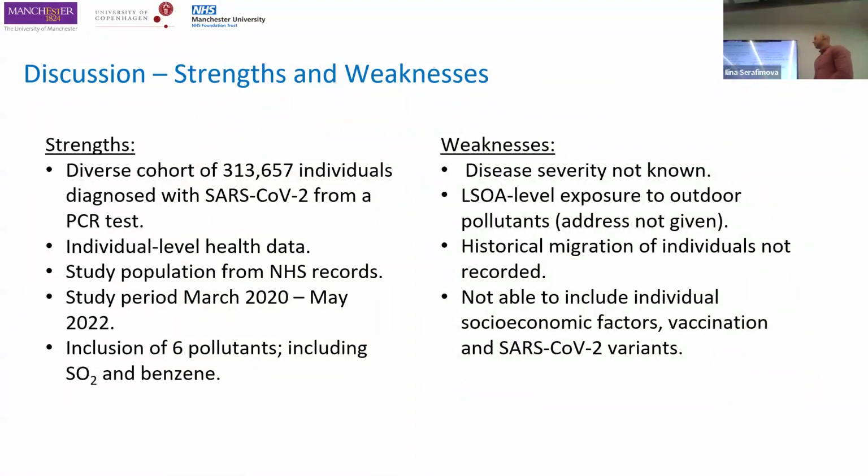Weaknesses, we didn't know disease severity. So I classed people into hospitalization and mortality. I should have said that, the last graph was looking at hospitalization. And we had LSOA exposure to outdoor pollutants, so we weren't using people's individual addresses. As I said, it was still good enough with Greater Manchester. We didn't record the historical migration of individuals. And we weren't able to include individual level SES factors, vaccination and SARS-CoV-2 variants.